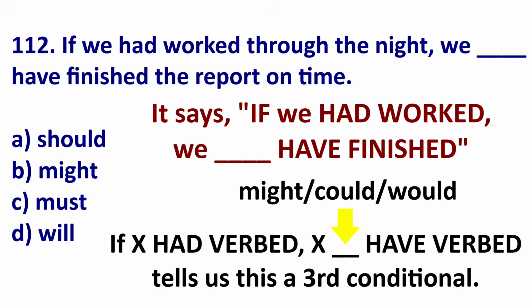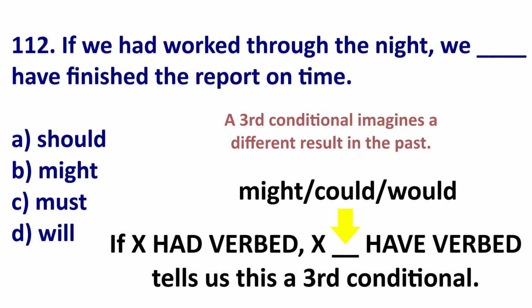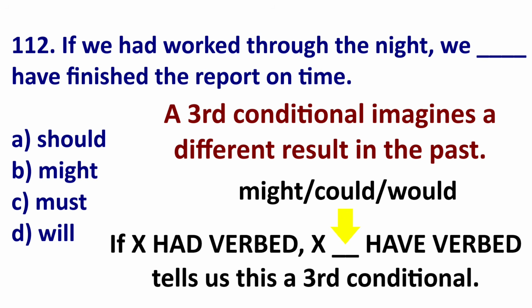We see if we had worked, we blank have finished. This is a third conditional. A third conditional is if subject, past perfect, had verbed, subject, would, might, could have verbed. Therefore, we are imagining the past differently. We are thinking about the past differently in a third conditional.